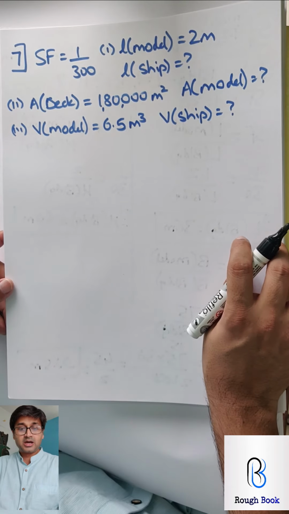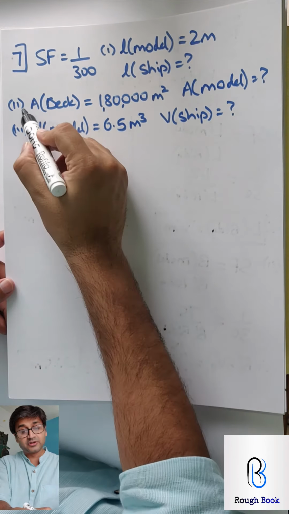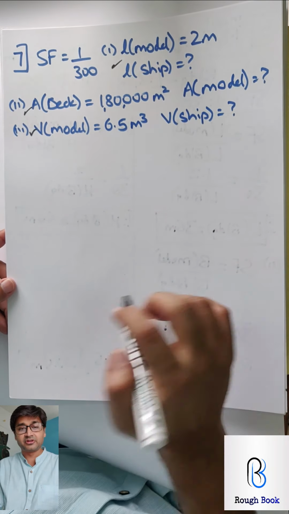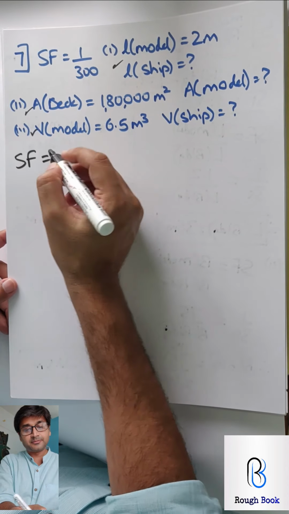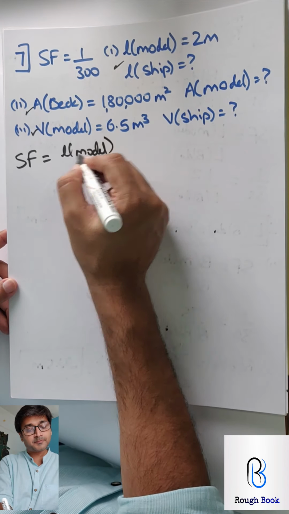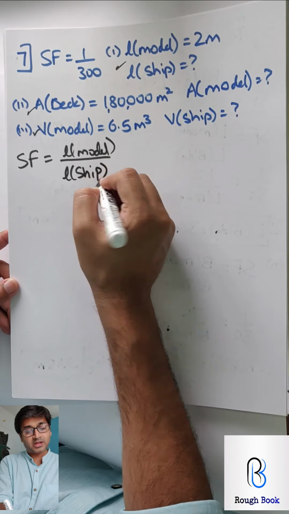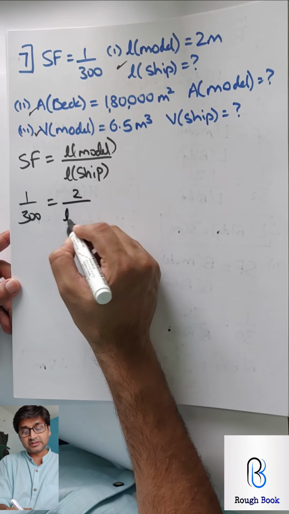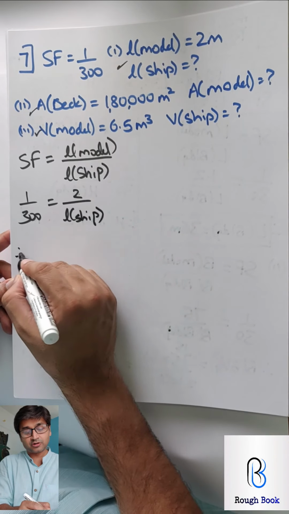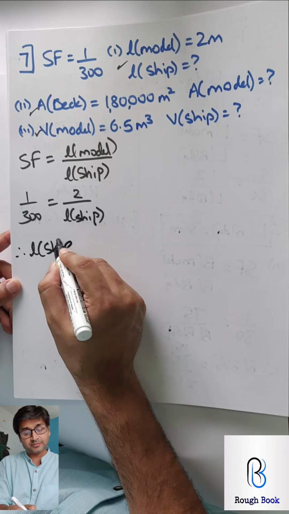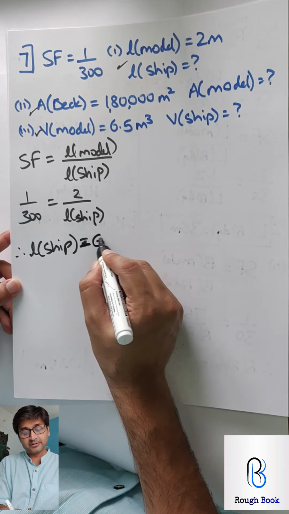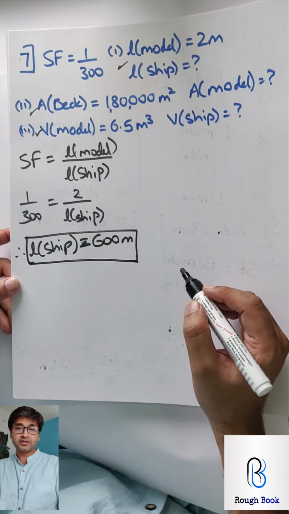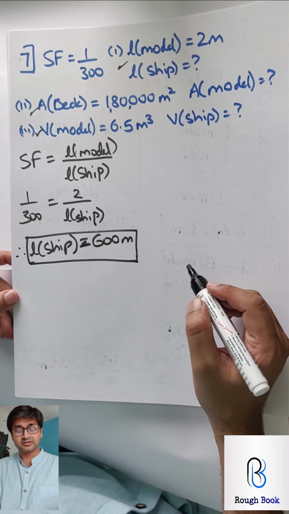Come on, 7th one. Again, this is a model and a ship, and here they have given you area, volume, length, everything. Conversion might not be there, so you are safe with the 4th part yet. So scale factor, length of model upon length of ship. So the scale factor is 1/300. Length of model 2 meters. Simple this is. So first one I'm sure most of you all will get. So length of ship 600 meters. My God, what a giant ship this must be. 600 meters, isn't it? Yeah.